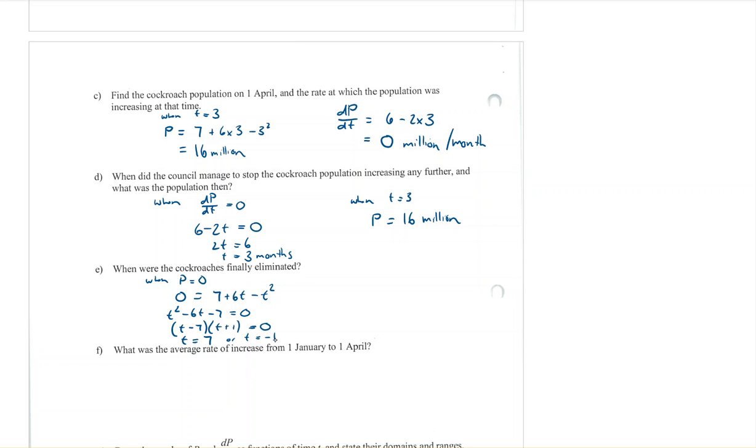However, given that this is a practical situation, can t be a negative number? No. So we put a little note here saying that this is not a solution for that second one. Okay, so maybe just over on the side. Therefore, cockroaches were eliminated after 7 months.